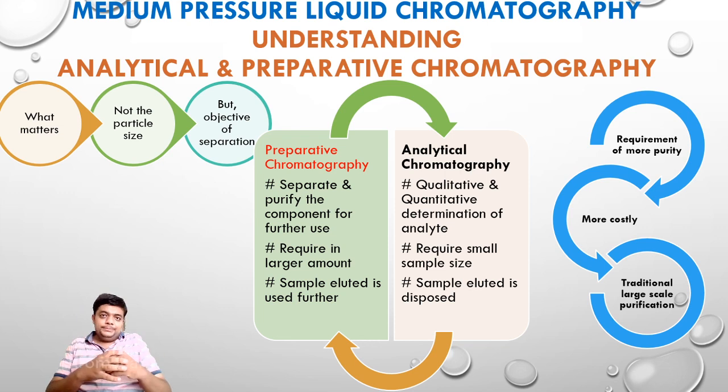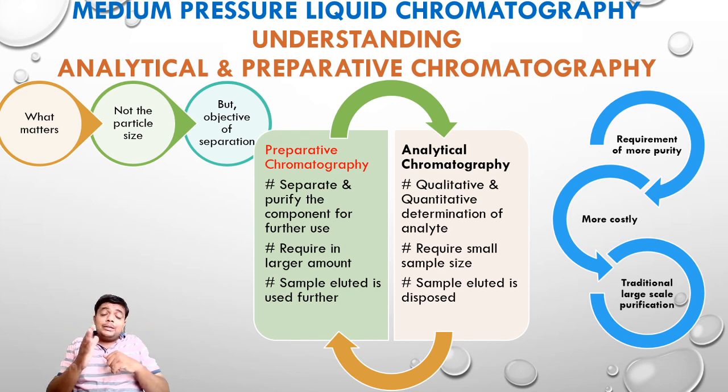And be very clear, two more lectures are going to follow in the next two videos, that is preparative HPLC and UPLC, which will bring much clarity on what preparative chromatography is. See, be very clear that whenever you have analytical chromatography or an analytical method, it is just for qualitative as well as quantitative determination of an analyte, and it requires a very small sample size, and the sample eluted is just disposed of, thrown away, waste.